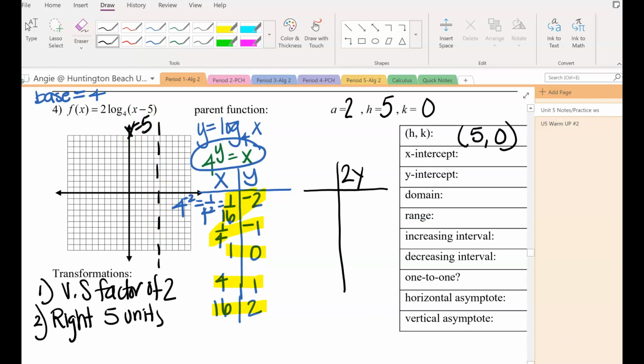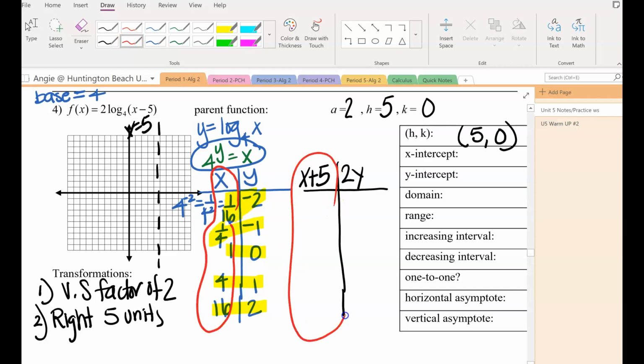Okay, so now x plus 5 because h is 5. K is 0, so I don't need to add to the y value here on the transform table. Slowly we are going to take all of the x values and add 5. So 1/16 plus 5 is 5 and 1 over 16. 1/4 plus 5 is 5 and 1/4. 1 plus 5 is 6. 4 plus 5 is 9. 16 plus 5 is 21.